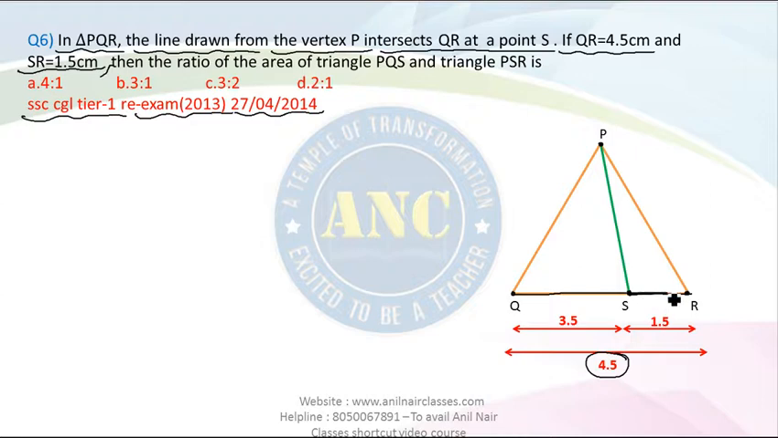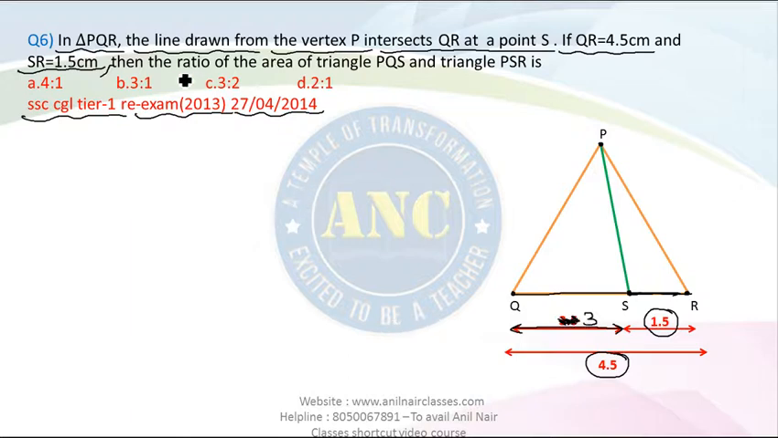SR, this distance from S to R, is given as 1.5 out of the total 4.5. That means the QS value should be 4.5 minus 1.5. This should be 3 centimeters. I hope I am making sense, sir. And this QS value should be 3 centimeters.